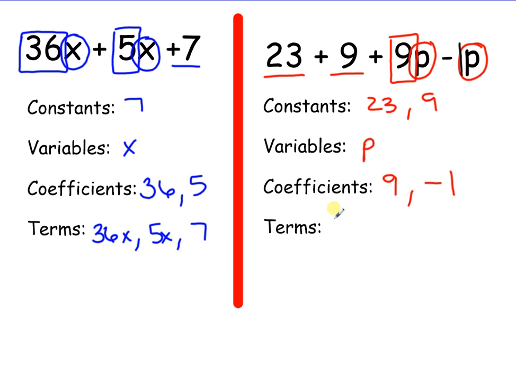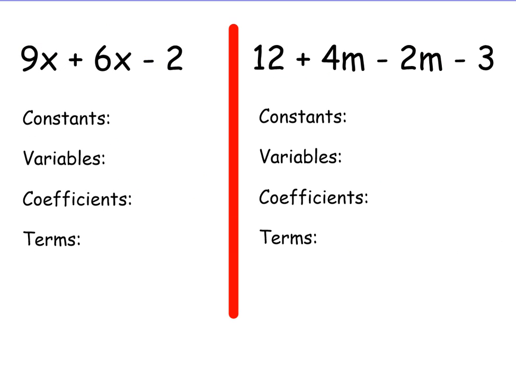So now let's list out our terms. So the first one that we have is 23. The second one that we have is 9. The third term is 9p. And the last term is going to be negative p. Or, if it makes you more comfortable, you can write negative 1p. All right. We have two more examples.